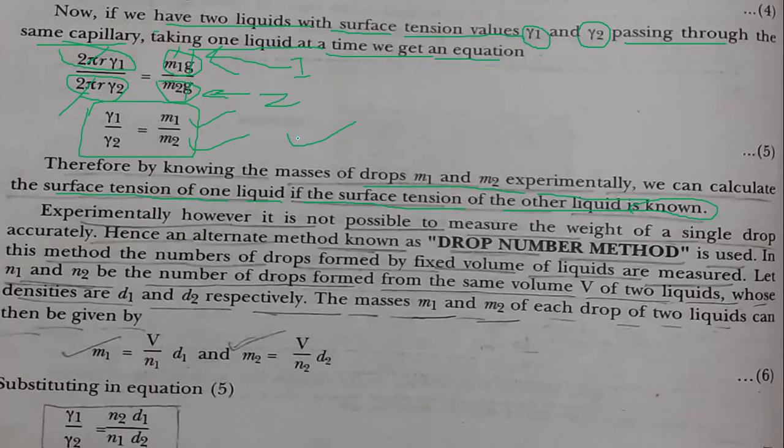Now see what we are doing here. So experimentally it is not possible to measure the weight of a single drop. You cannot measure the weight of a single drop accurately, right? Hence an alternative method called the drop number method is used. In this method the number of drops formed by a fixed volume of a liquid are measured.